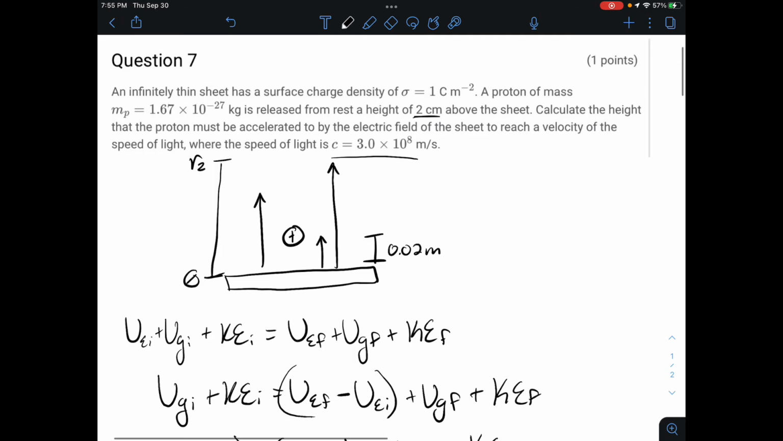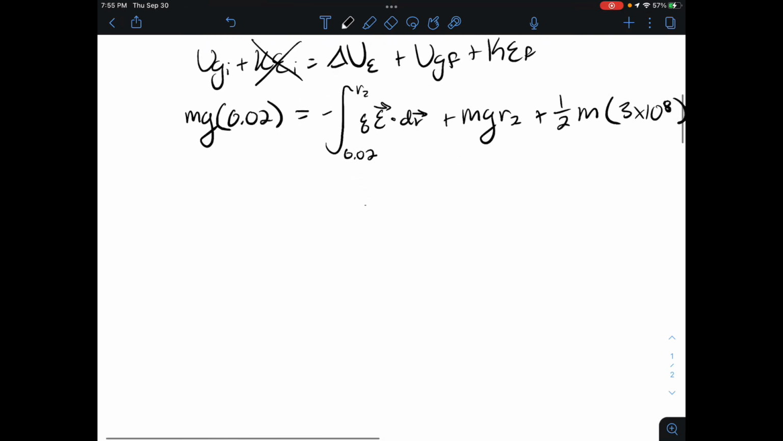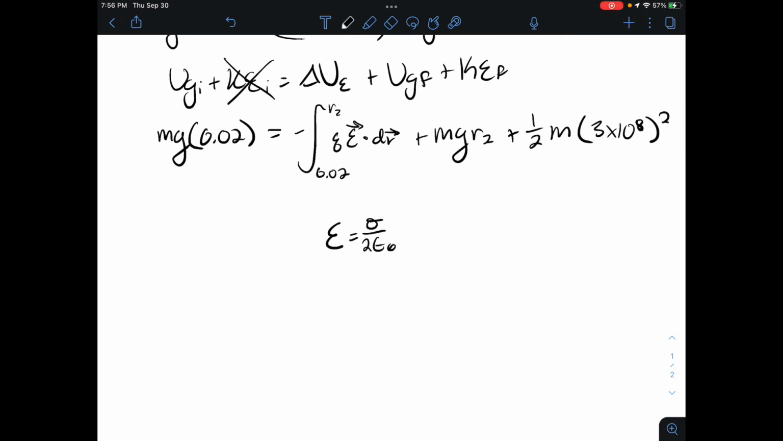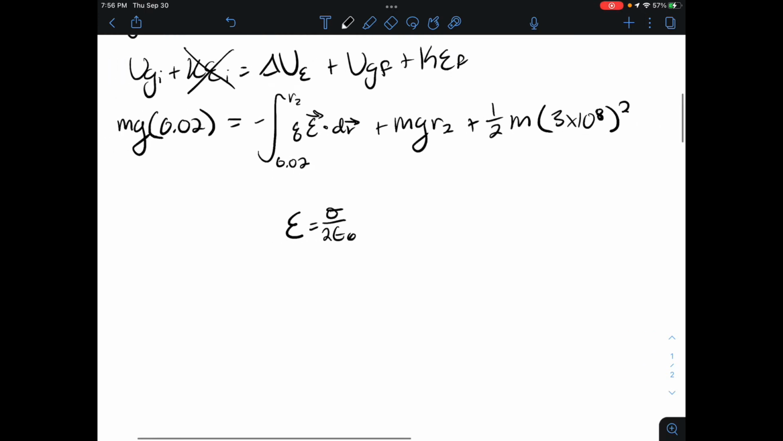That's just what's caused by this infinite sheet here. So we're going to estimate it with the infinite sheet. And we have the equation that electric field equals sigma over 2 epsilon naught. And we're going to plug that in, and that's going to give us this lovely mess of an equation.